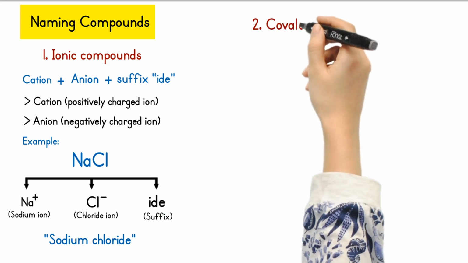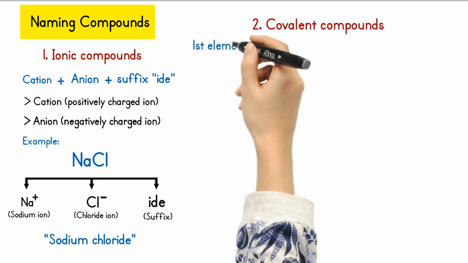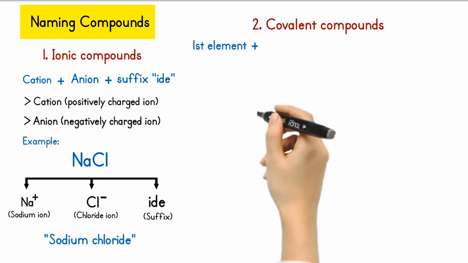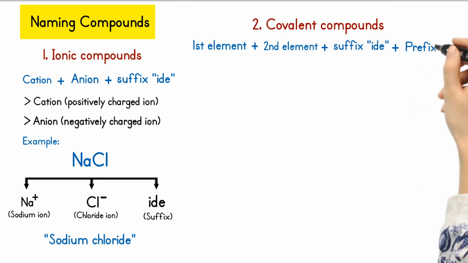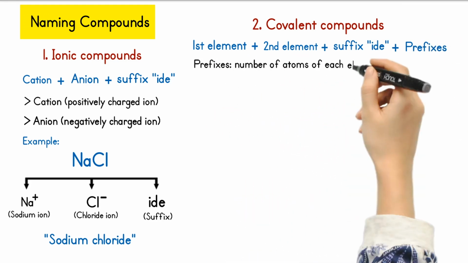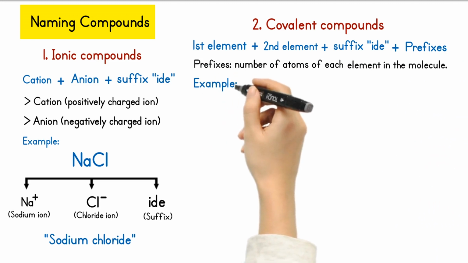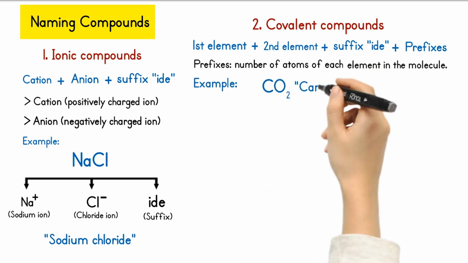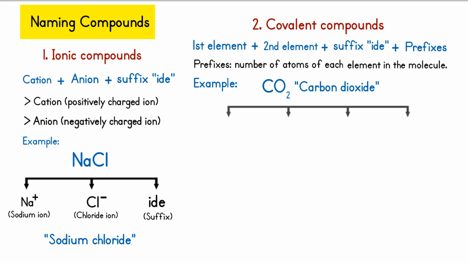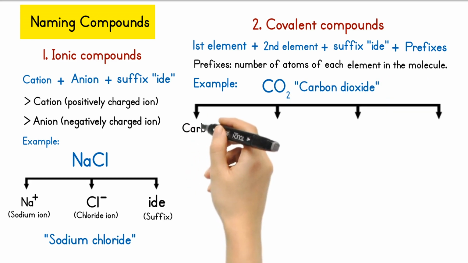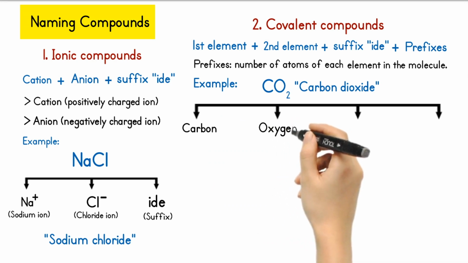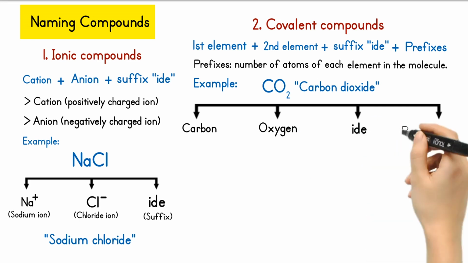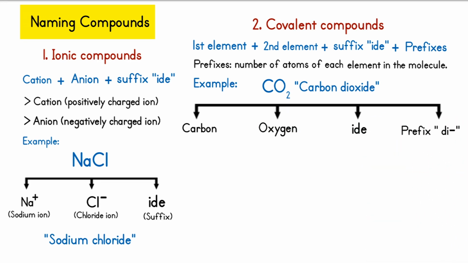end. For covalent compounds, the name of the first element in the compound is listed first, followed by the name of the second element with the suffix -ide added to the end. Prefixes are also used to indicate the number of atoms of each element in the molecule. For example, the formula CO2 represents the covalent compound carbon dioxide, with the name derived from the name of the first element, carbon, followed by the name of the second element, oxygen, with the -ide suffix added to the end, and the prefix di- to indicate there are two oxygen atoms in the molecule.